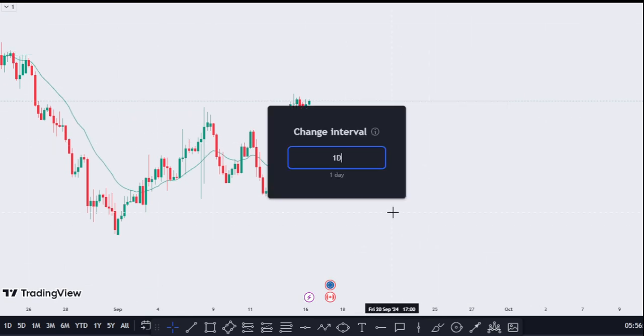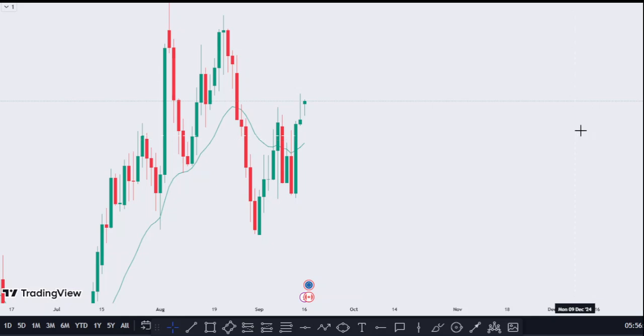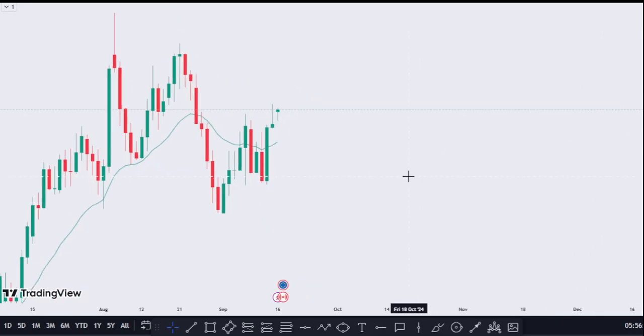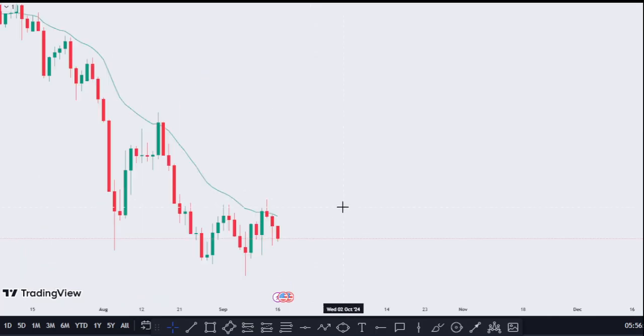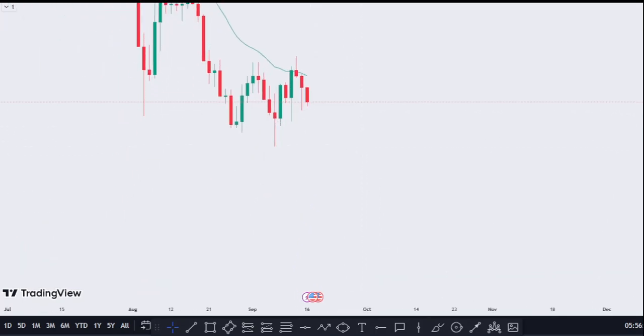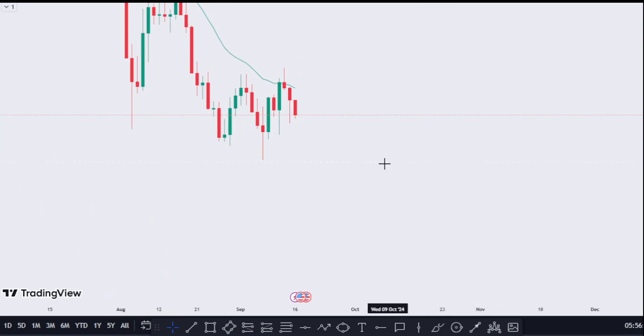Now the next pair on our watch list is EUR CAD. On the daily time frame on EUR CAD, you see that the structure is now back to bullish. The buyers are back in the game, but I don't like the price action that I'm seeing on EUR CAD, so I will not pay much attention to EUR CAD this week because I don't like the structure. So it's not going to be part of the pairs that I'm watching throughout this week.